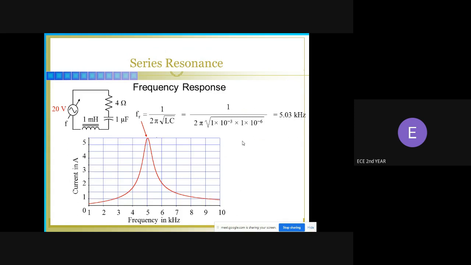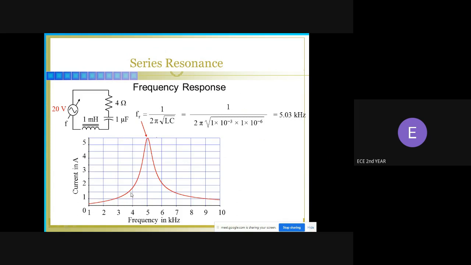Z equal to R plus j times (XL minus XC), that is the impedance. XL is equal to XC, both get cancelled and become 0. So Z equals only R. At this time the resistance of the circuit is very, very low, so the current in the circuit is maximum.